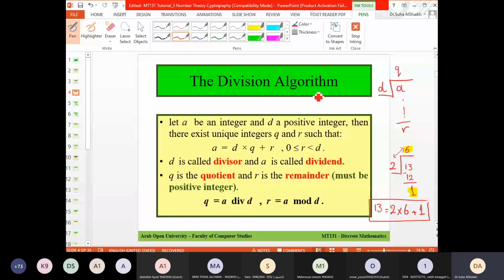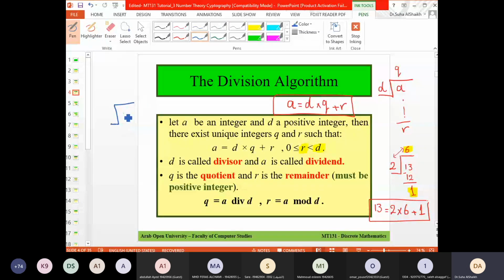So if I'm doing this, the A that I divided is equal to D multiplied with the Q plus the remainder R, and this is what we call the division algorithm. And if you remember, when do we stop the division? When the remainder R is less than the D, which is the number I'm dividing by. Right?